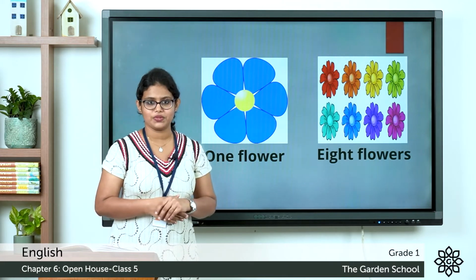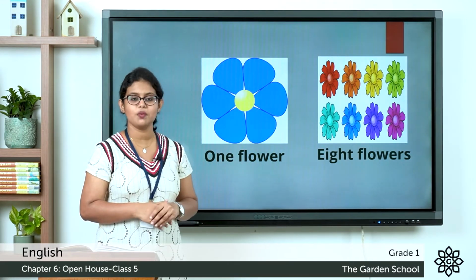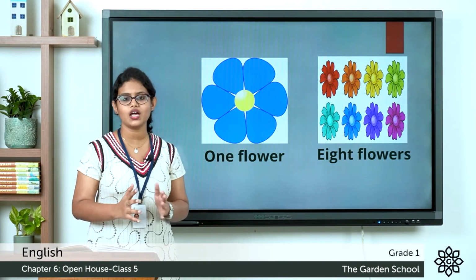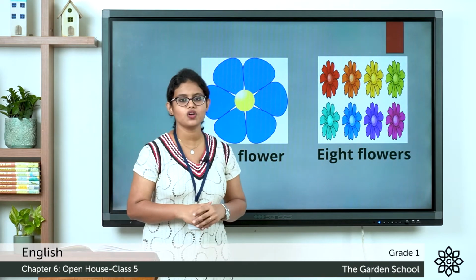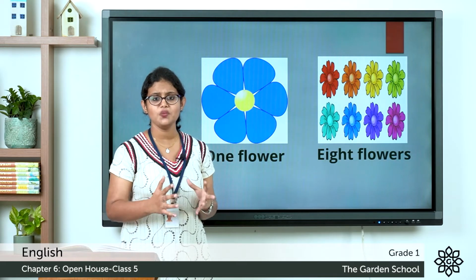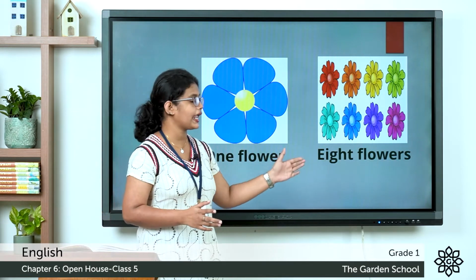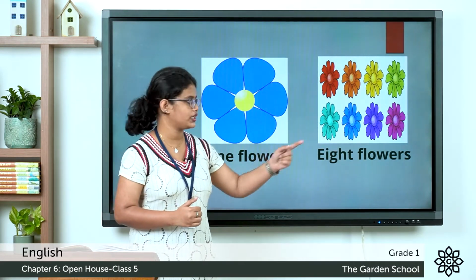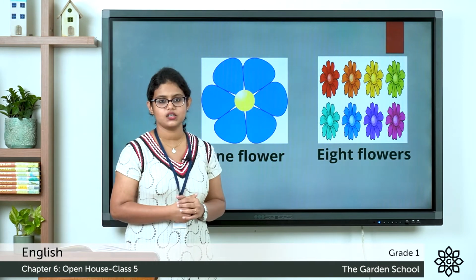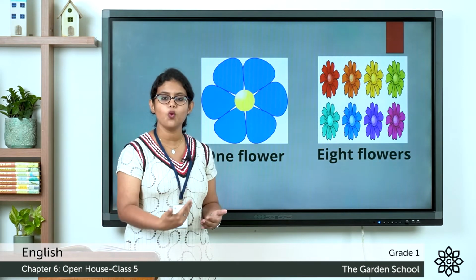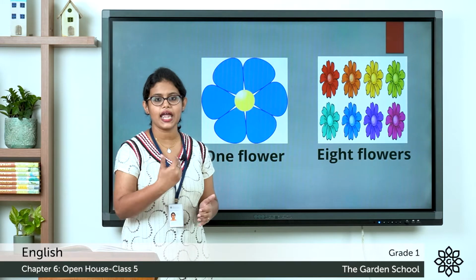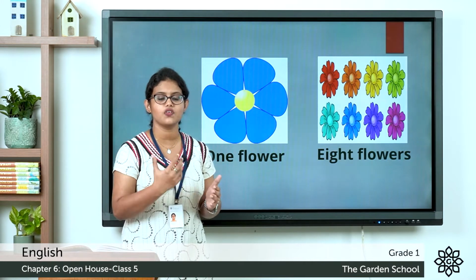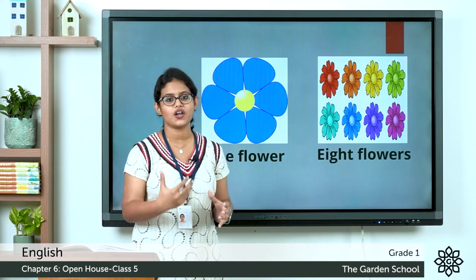Let's see one more example. You can see how many flowers are there? There is 1. So, we say 1 flower. So, what about here? In this picture, how many are there? There are 8. So, we say 8 flowers. So, here we add S. Why? Because it is more than 1. So we add S at the end of the naming word, that is at the end of the word flower, and it becomes flowers.